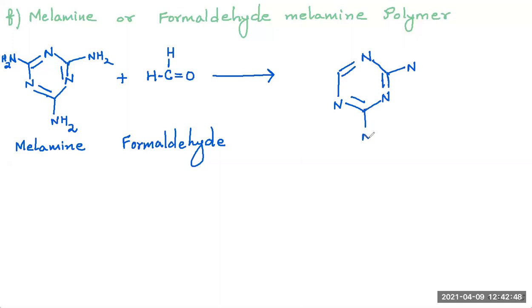Now see, I am writing this NH2. I am writing this H2N. Can you tell me how the reaction takes place? If you remember. NH, CH2OH, NH, OH.